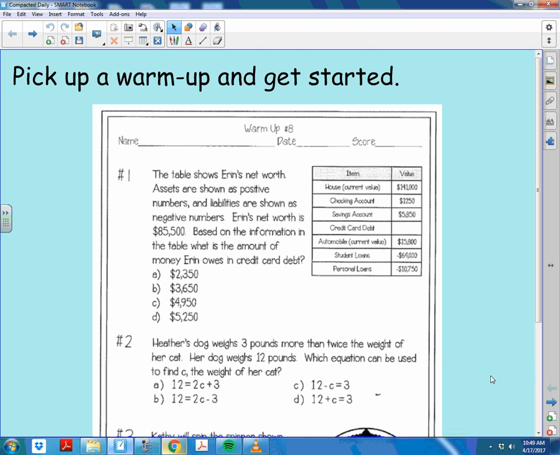So let's get through this real quick, and then we'll get into lunch, and we'll come back and talk about proportionality a little bit. So number one, the table shows Aaron's net worth. Assets are shown as positive numbers, and liabilities are shown as negative numbers. Aaron's net worth is $85,500. Based on the information on the table, what is the amount of money Aaron owes in credit card debt? Jackson, walk me through how you solved it, please.